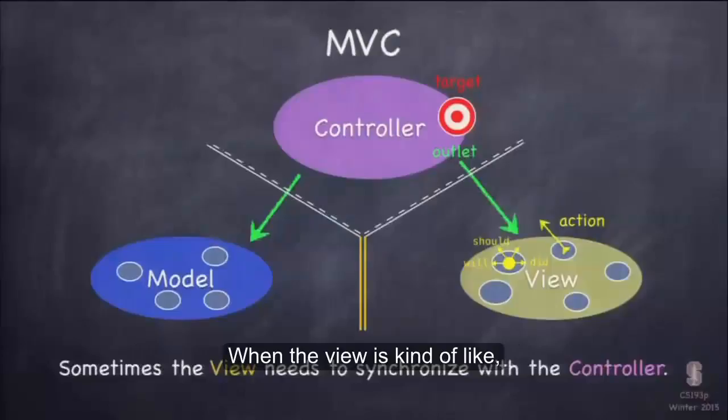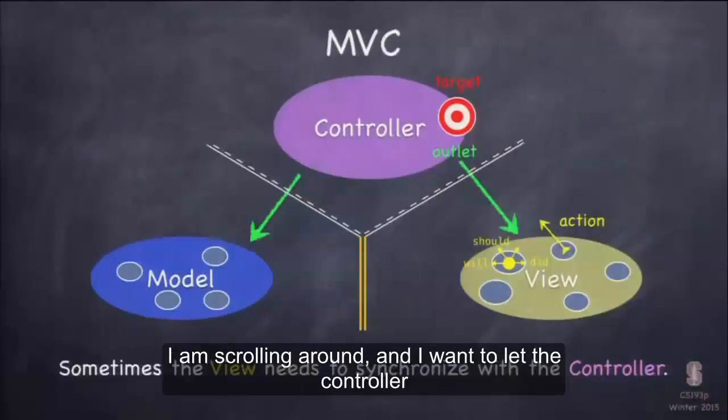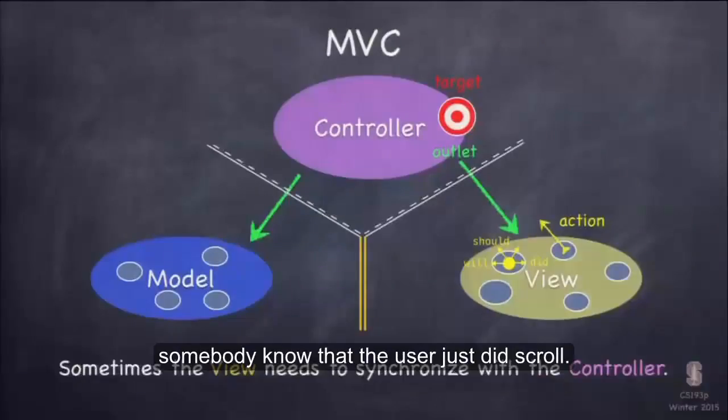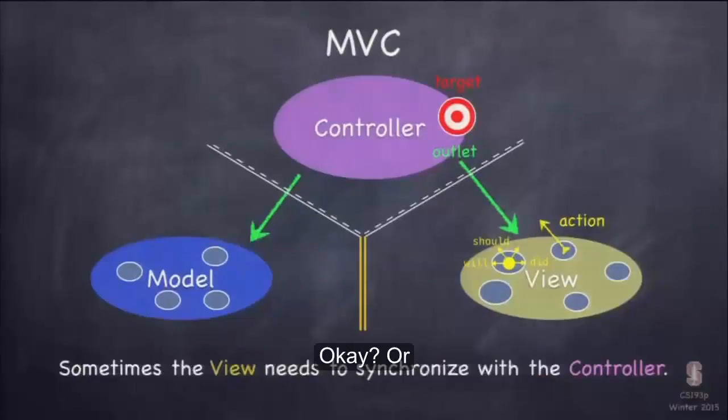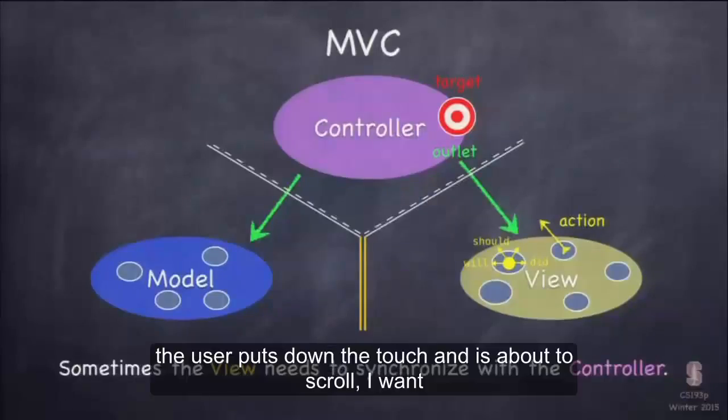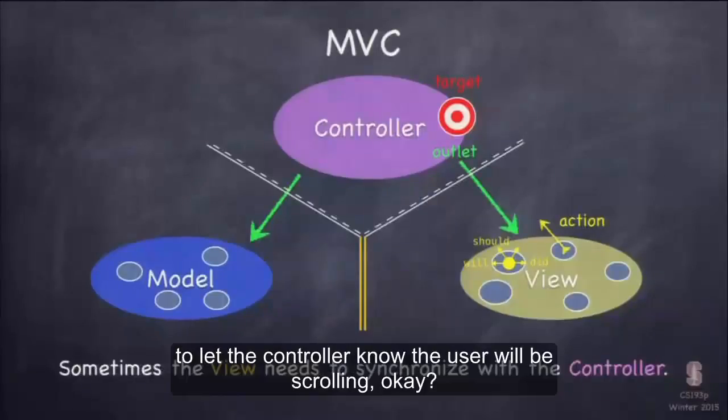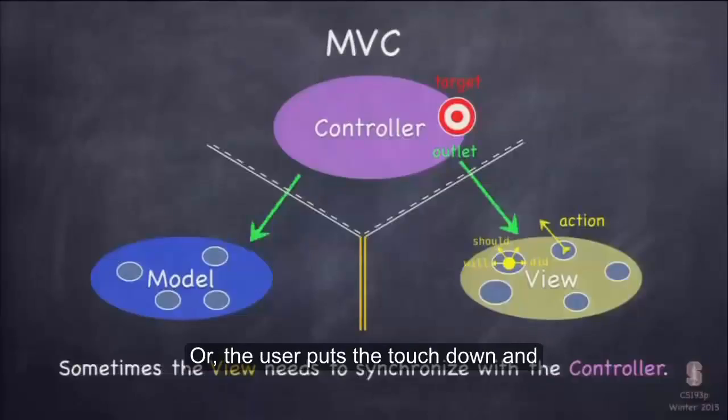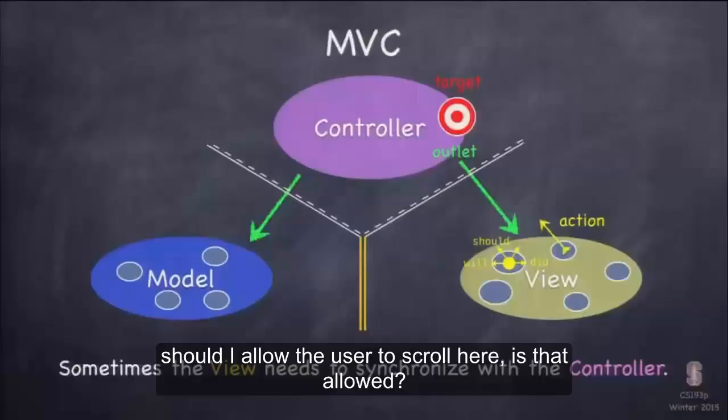Let's say I'm a scroll view and I'm scrolling around, and I want to let the controller, somebody, know that the user just did scroll. Okay? Or the user puts down the touch and is about to scroll, I want to let the controller know the user will be scrolling. Or the user puts the touch down and the scroll view wants to know, should I allow the user to scroll here? Is that allowed?